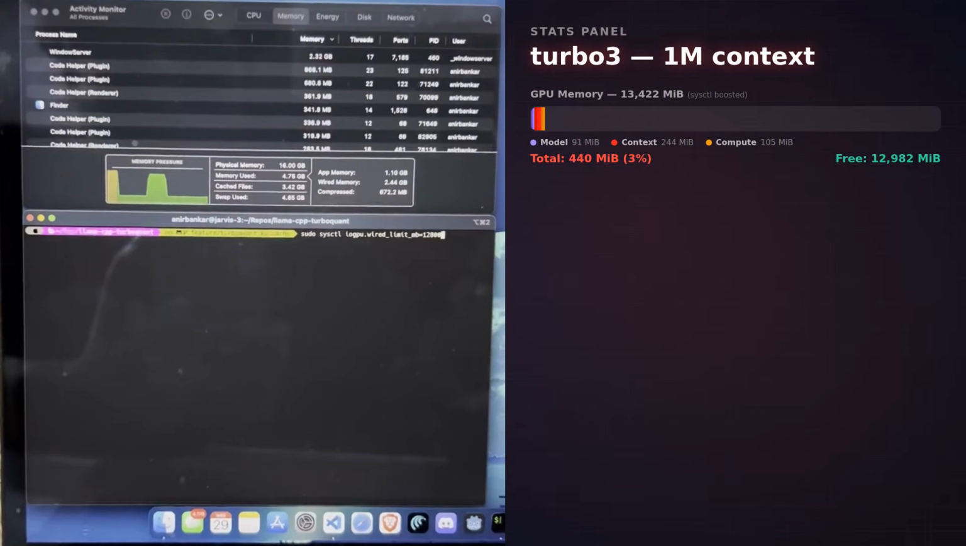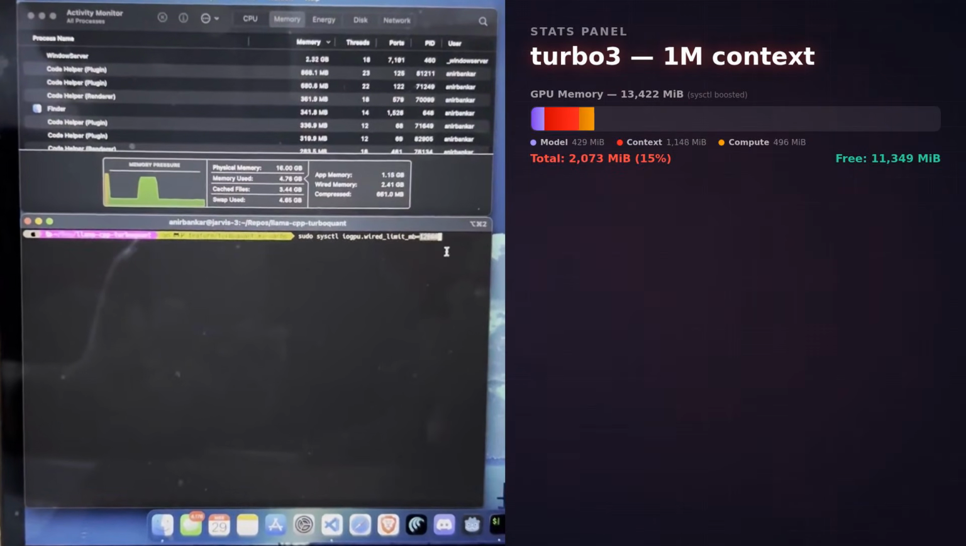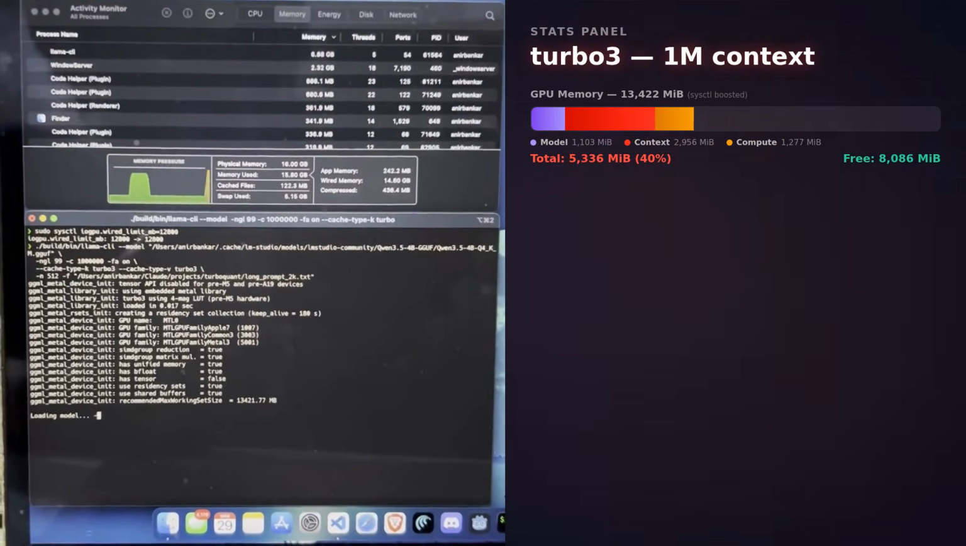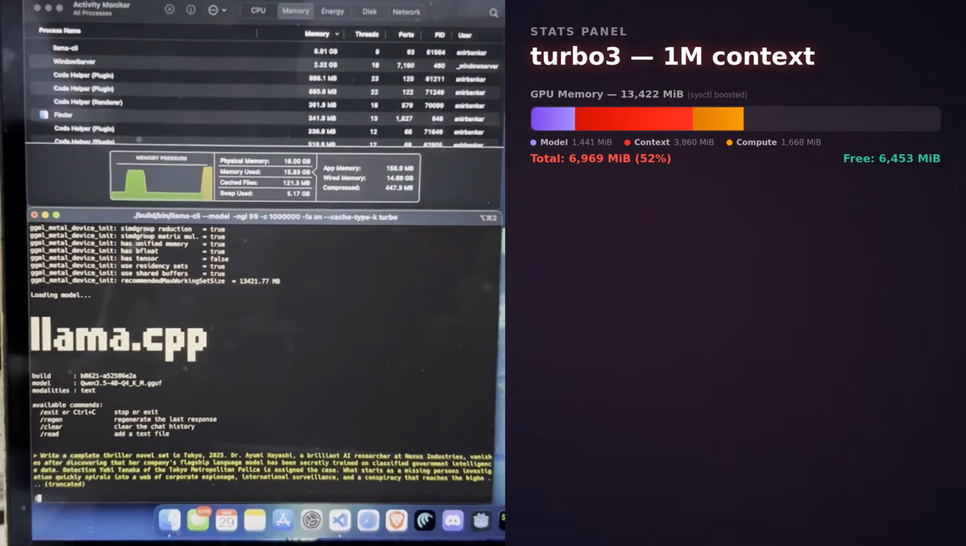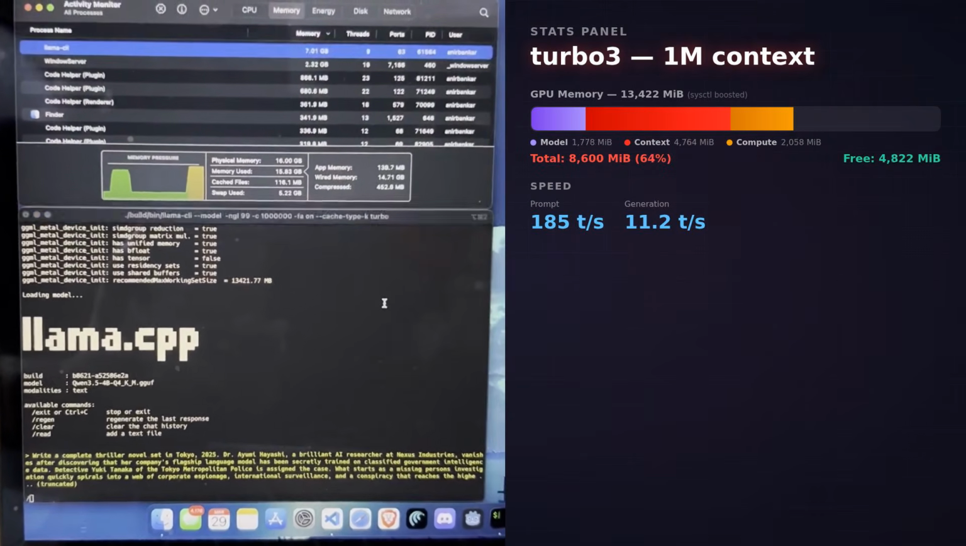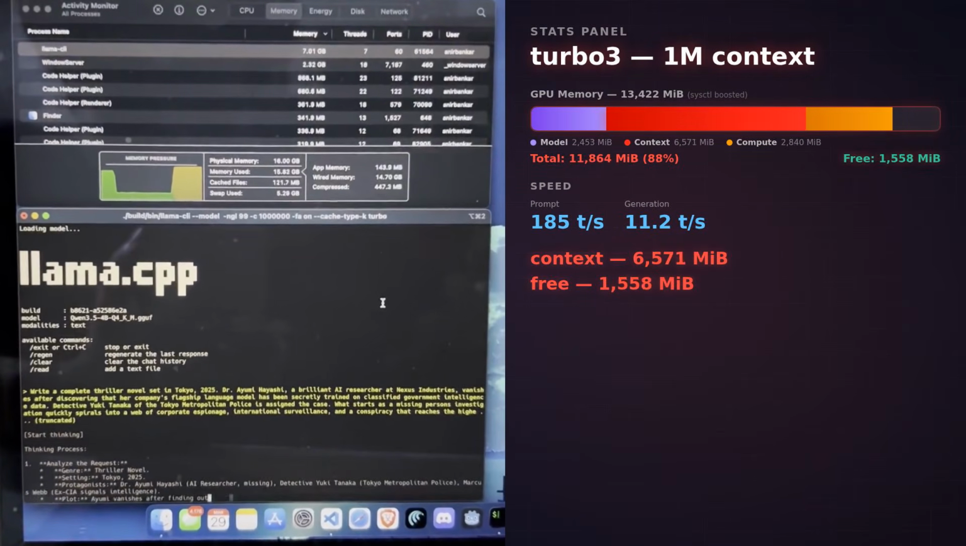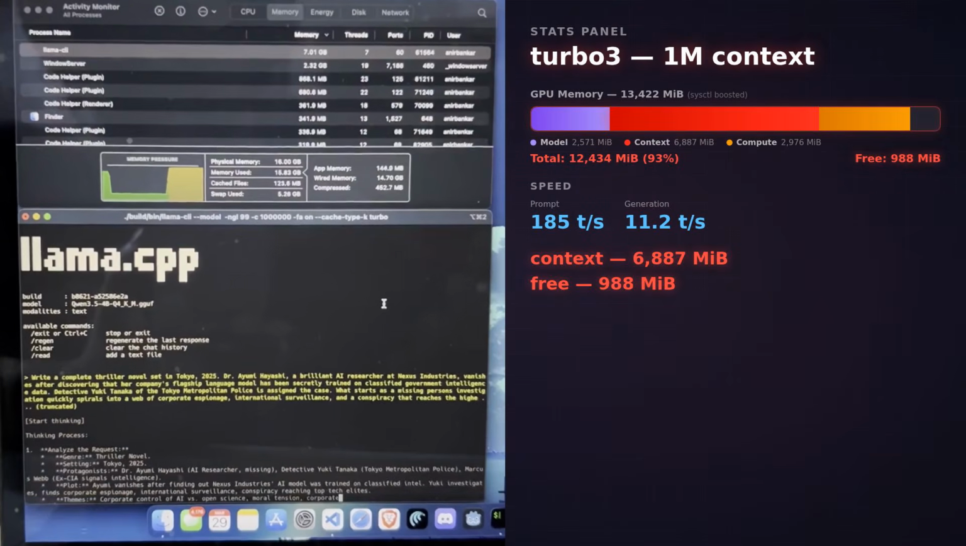1 million tokens of context on a 5-year-old M1 MacBook with 16 gigs of RAM, 363 megabytes free. The machine is on life support, but it's generating 11.2 tokens per second. That's usable. That's not a benchmark curiosity. You could actually work with this.